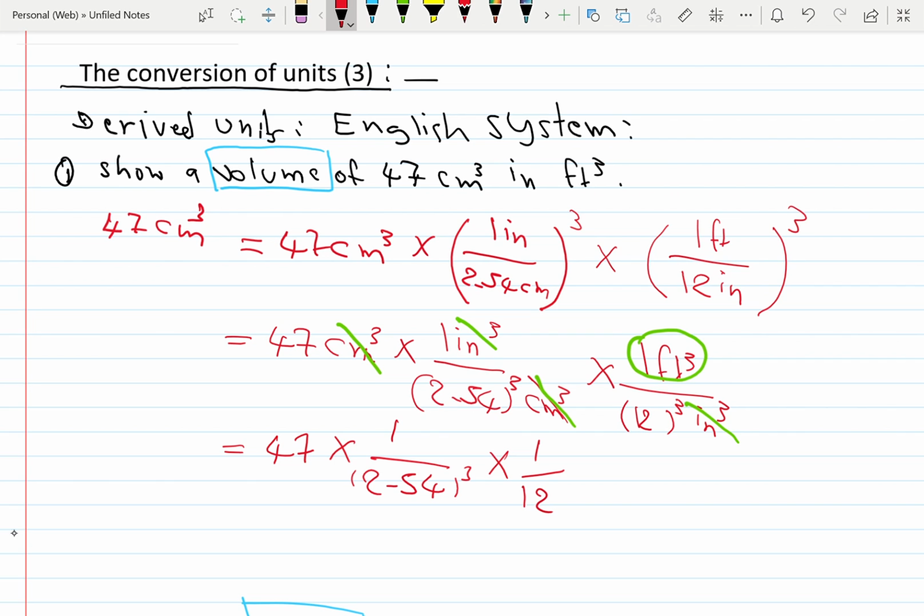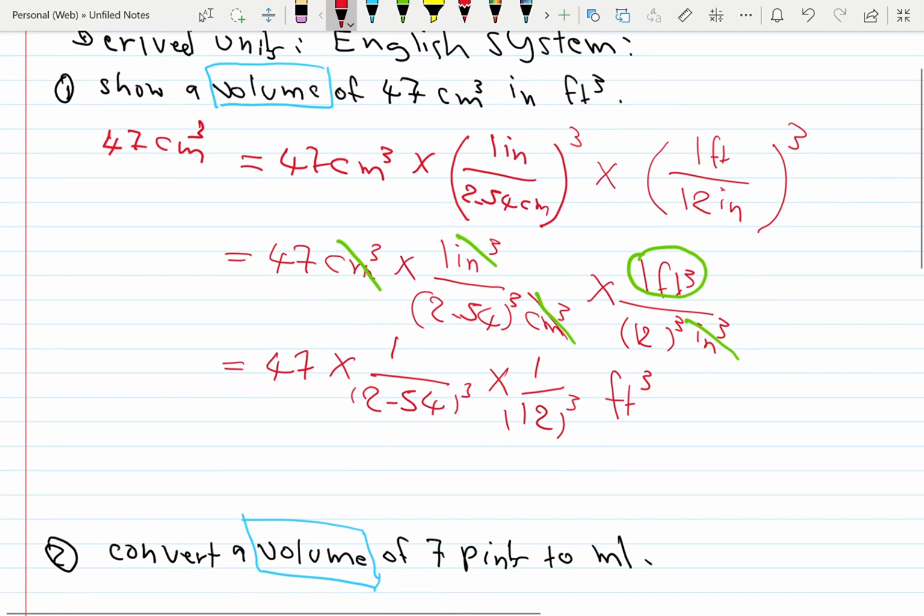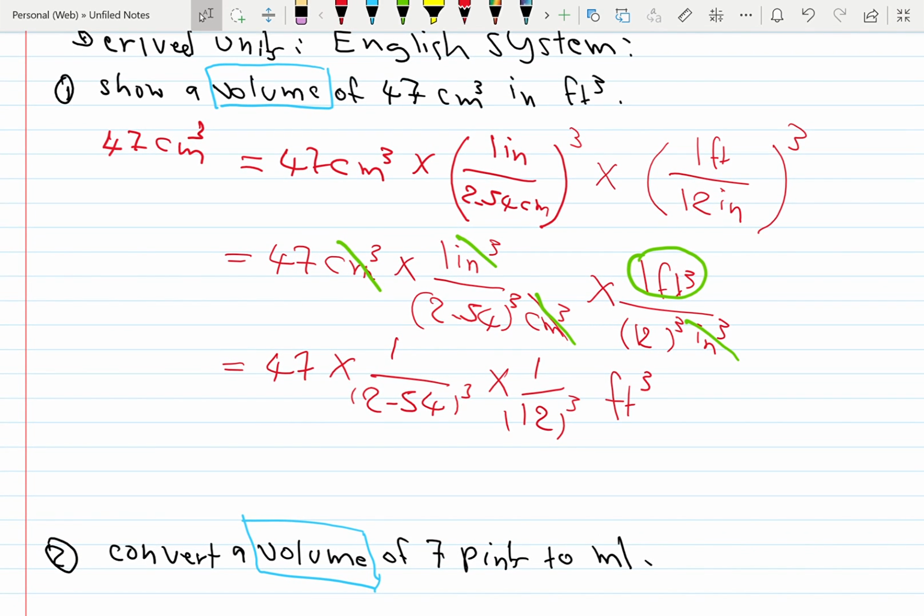Okay, so the only unit left is foot cubed. If we calculate it, that is 0.0000166 foot cubed. Okay, that's the answer.